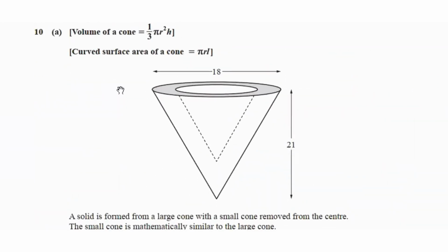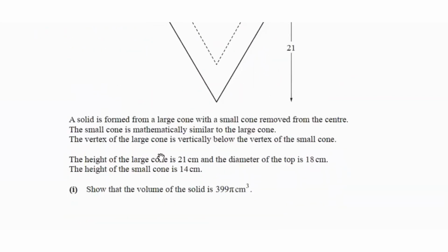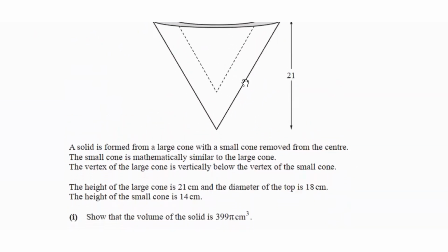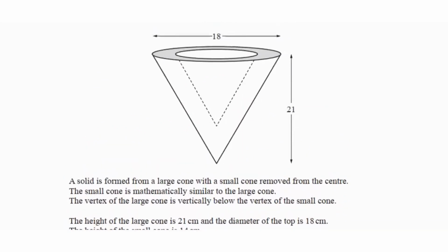Question 10 says the volume of a cone is 1/3 pi r square h, and the curved surface area of a cone is pi r L. A solid is formed from a large cone with a small cone removed from the center. The small cone is mathematically similar to the large cone. The vertex of the large cone is vertically below the vertex of the small cone. The height of the large cone is 21 centimeters and the diameter of the top is 18 centimeters. The height of the small cone is 14 centimeters. Show that the volume of the solid is 399 pi centimeter cube.